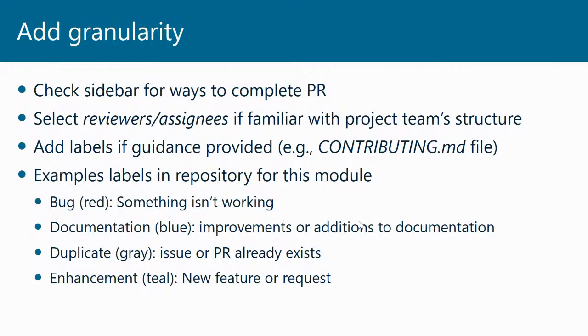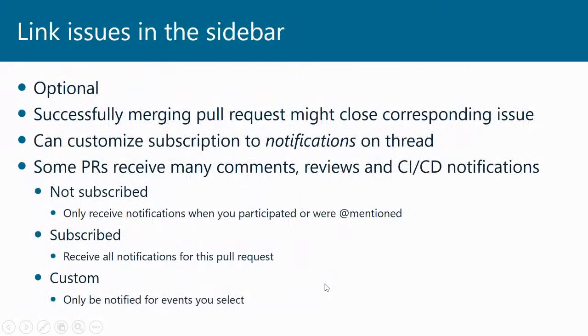Right? Like in the contributing.md file. And example labels in the repository for this module are bug, documentation. You saw that. Bugs are usually flagged with a red color scheme if something isn't working. Blue for improvements or additions to the documentation. Gray for duplicate issue if the PR already exists. And teal is the color for enhancements or new features or requests. Again, I've seen different color schemes used for different labels depending on the project.